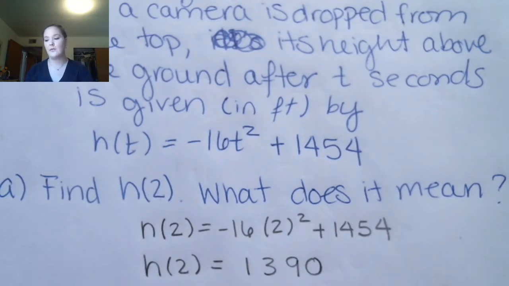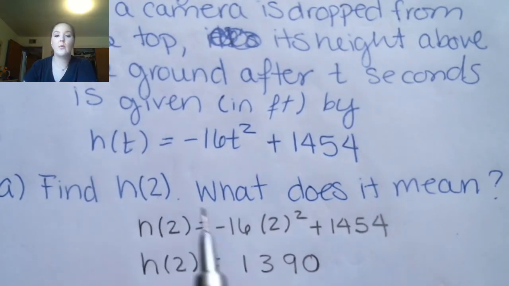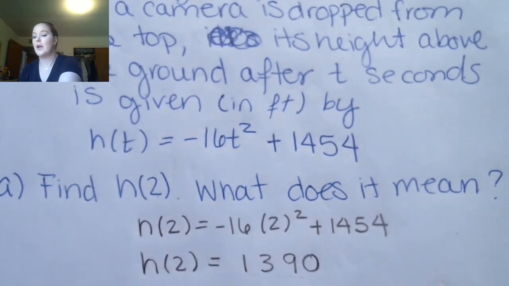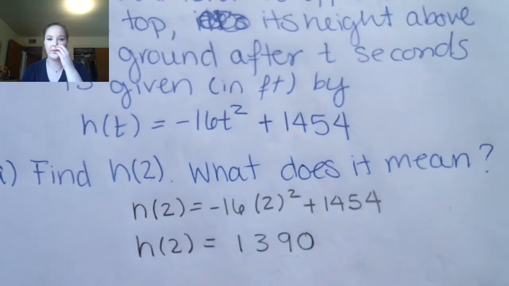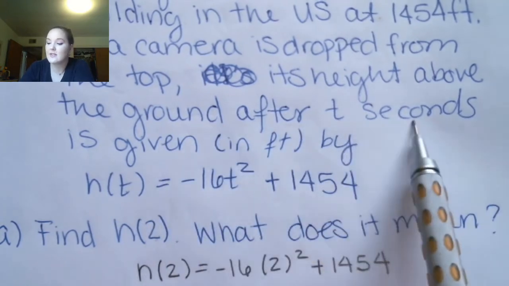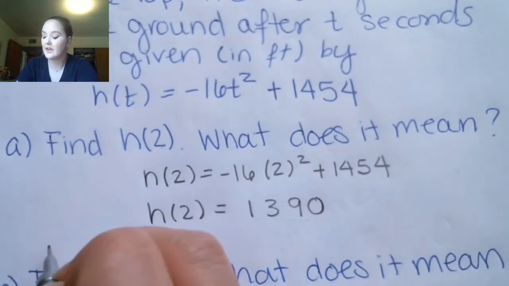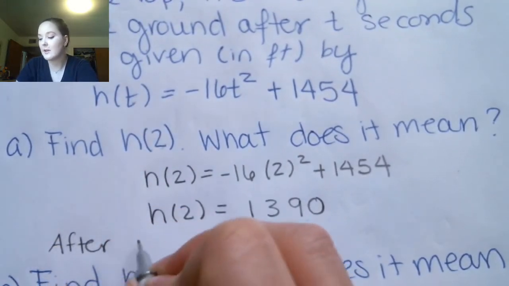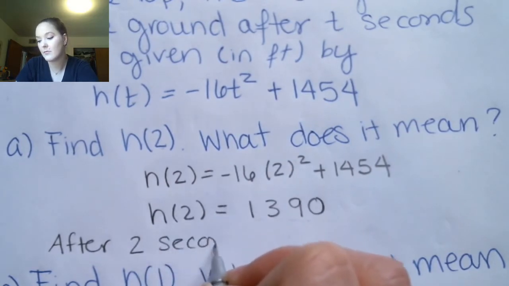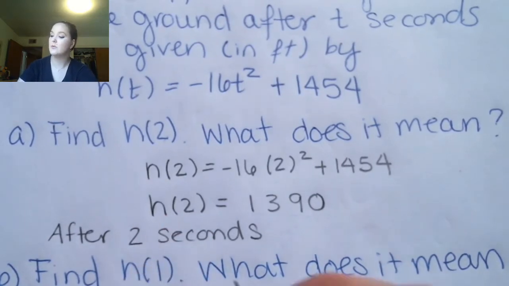Now here's the second part of the question. It says, what does it mean? Okay, so your answer to this should have two parts. You want to say what does the 2 mean, and then what does the 1390 mean? So remember 2 was a value for t. This t value is t seconds of being dropped. So I might explain this in words by saying after 2 seconds, because t is time, and that's explaining what the 2 means.